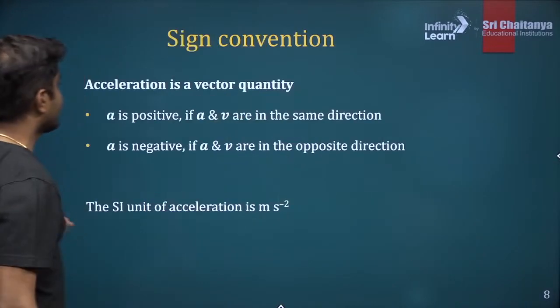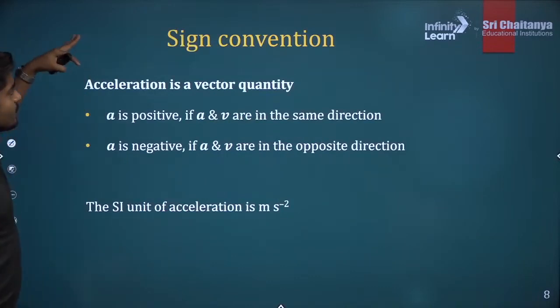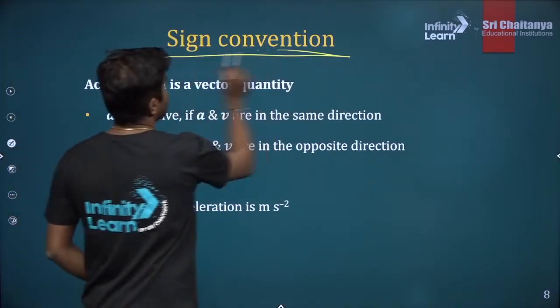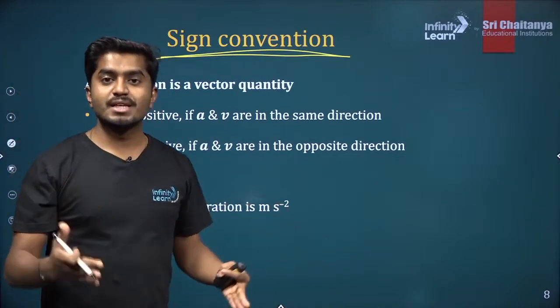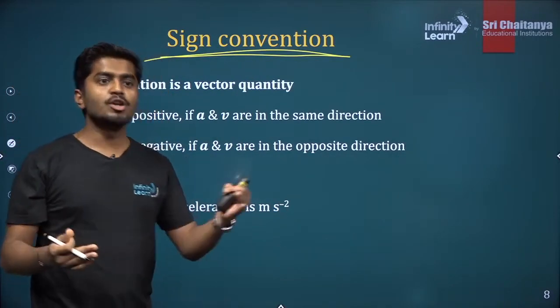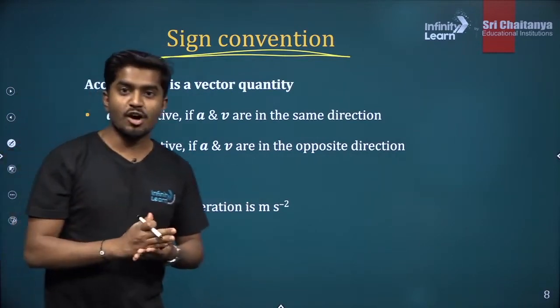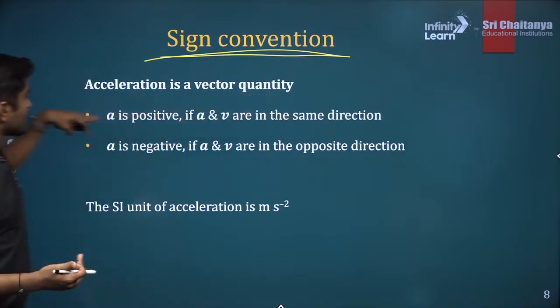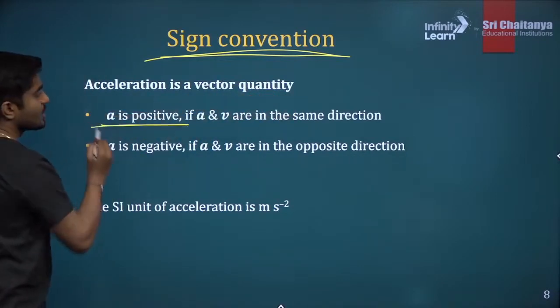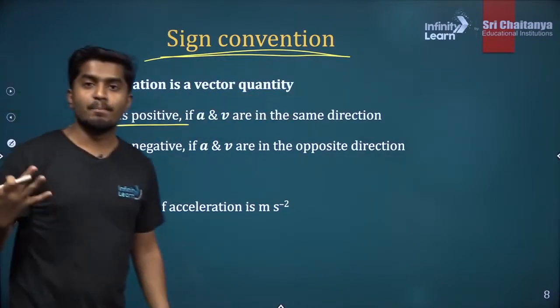Alright, great. So now we need to remember the sign. Acceleration is a vector, so it can be positive, it can be 0, it can be negative as well. How will you decide what should be the sign of the acceleration? So when do you call acceleration to be positive?